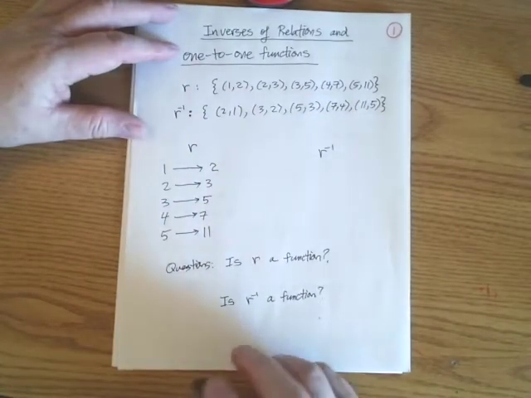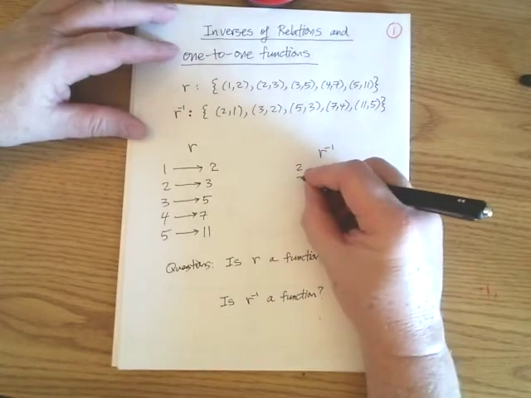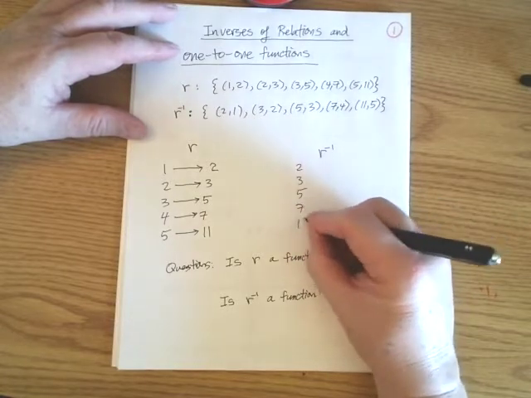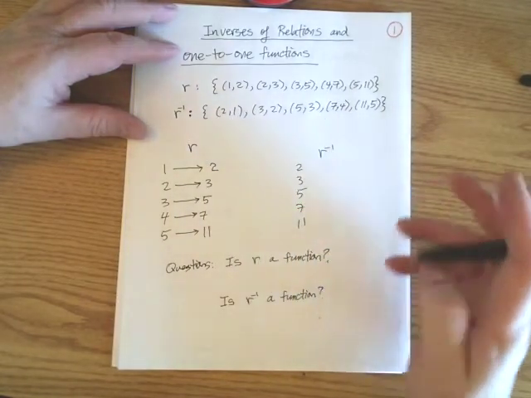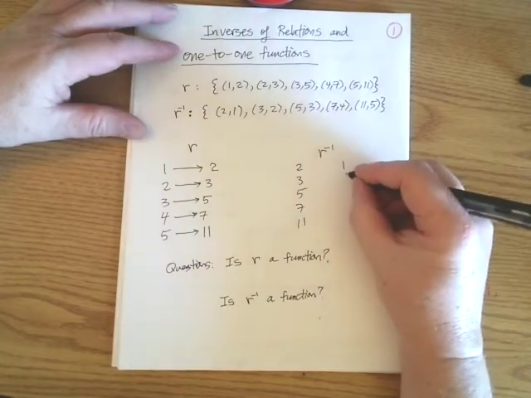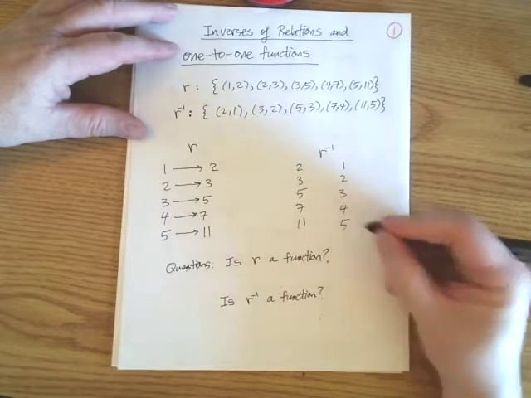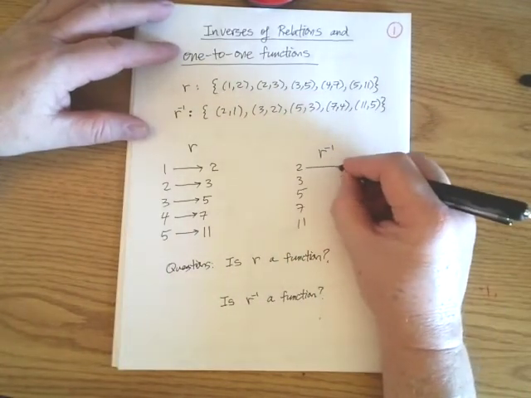All right. What's the domain of R inverse? Well, it's the set of all what? First elements here. So that would be what? 2, 3, 5, 7, 11. And the range elements would be what? 1, 2, 3, 4, 5 here. Now, you've got to get the arrows pointing the right direction.